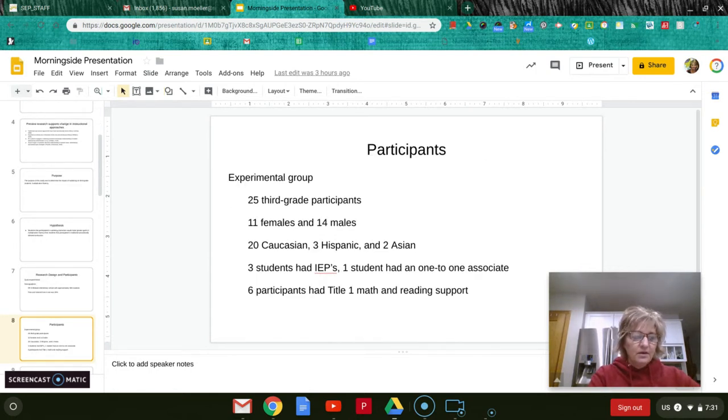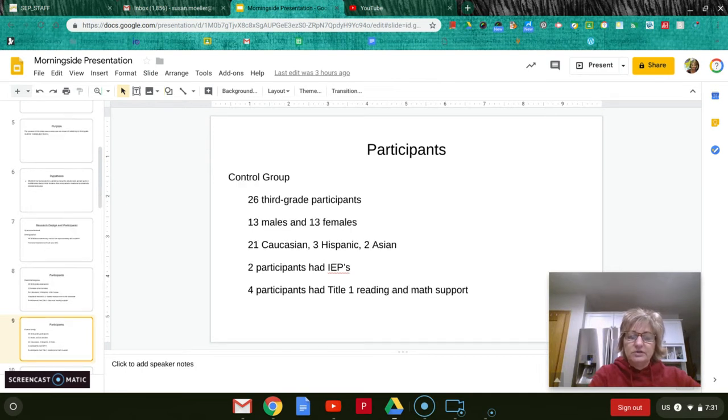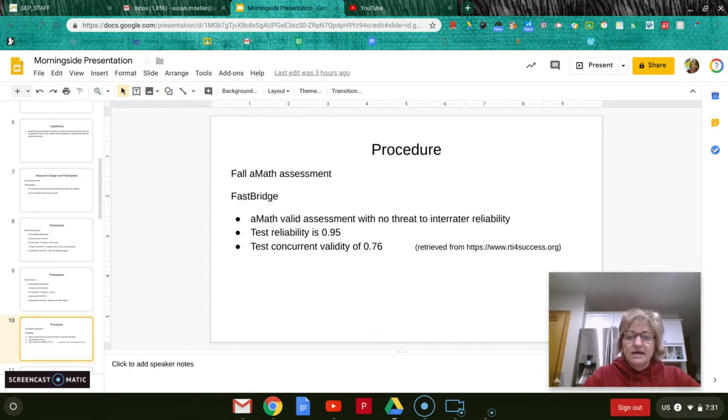The experimental group was comprised of 25 third grade participants. 11 were females and 14 males, 20 Caucasian, 3 Hispanic, and 2 Asian. 3 of the students had IEPs, and 1 student had a 1-to-1 associate. 6 participants had Title I math and reading support. The control group classroom had 26 third grade participants, evenly distributed 13 males and 13 females. 21 were Caucasian, 3 Hispanic, and 2 Asian, and 2 of the participants had IEPs. 4 participants had Title I reading and math support.